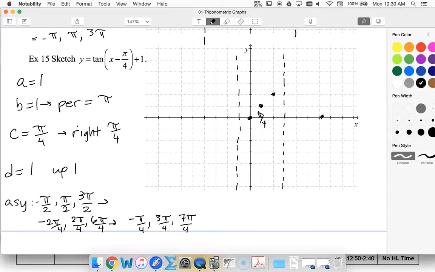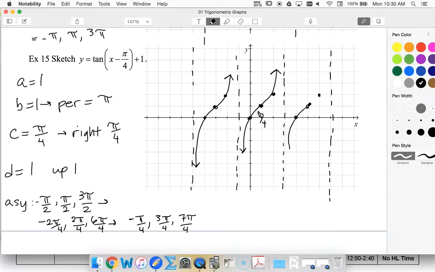So repeating, now we've got 7 pi over 4, halfway in between is our middle, up 1, down 1. We could go the other way as well. Halfway in between is the middle, up 1, down 1. So 3 curves, 3 points, making our tan graph. All right.